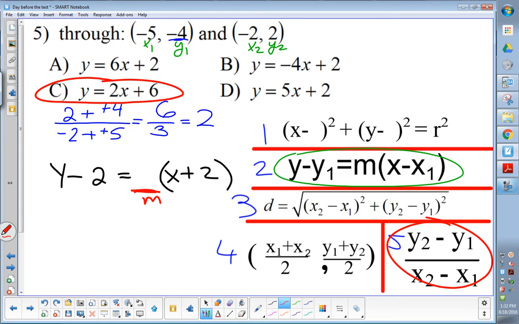Why? That one's got a slope of 6. That one's got a slope of negative 4. That one's got a slope of 5. It's got to be C. Remember how to do that, though, just in case.